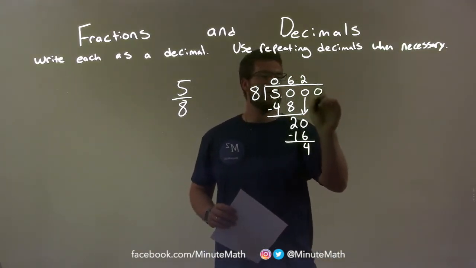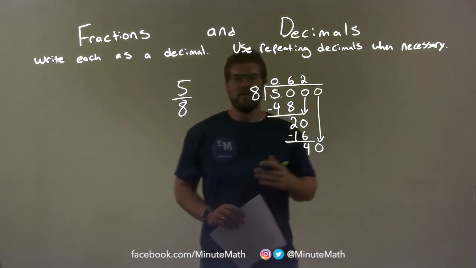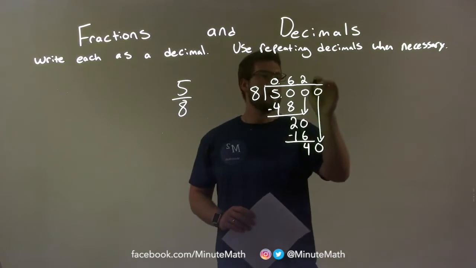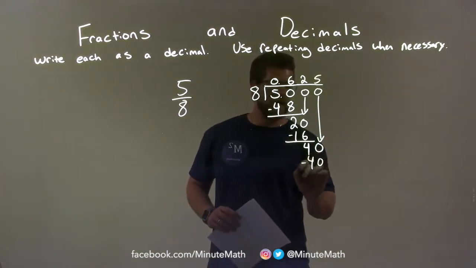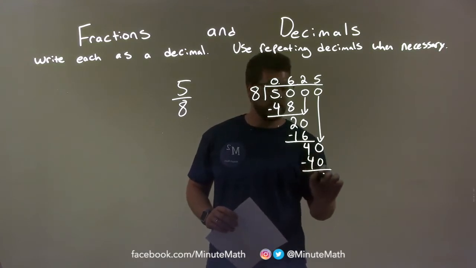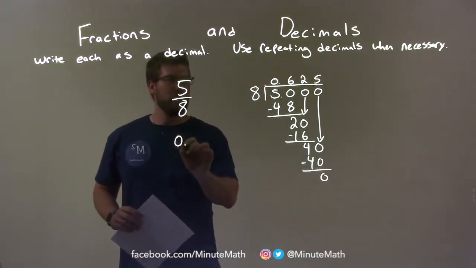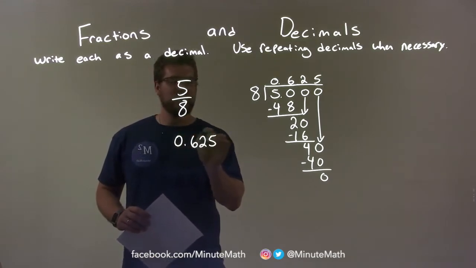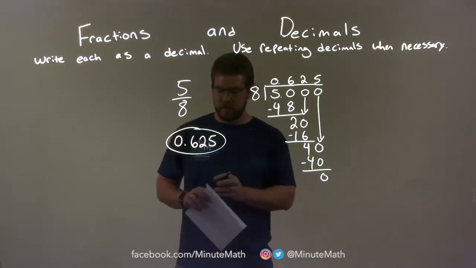We add another 0, we keep going. We have 40. 8 goes into 40, well, that's evenly 5 times. So we have 5 right there. 5 times 8 is 40. I can subtract it. 40 minus 40 is just 0. And there we have our answer up there. 0.625 is the decimal version, or decimal value of 5/8.